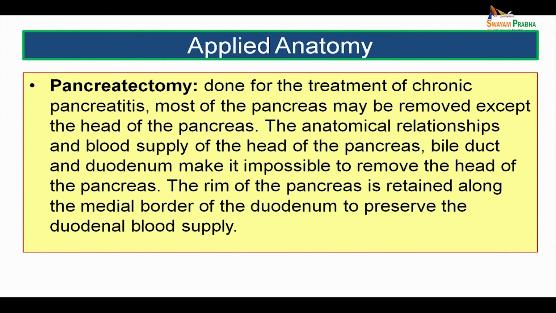Next, we see pancreatectomy. This is done for the treatment of chronic pancreatitis, wherein most of the pancreas may be removed except the head of pancreas. The anatomical relationships and blood supply of the head of pancreas, bile duct and duodenum make it impossible to remove the head of pancreas, and that is why a rim of pancreas is retained along the medial border of the duodenum to preserve the duodenal blood supply.